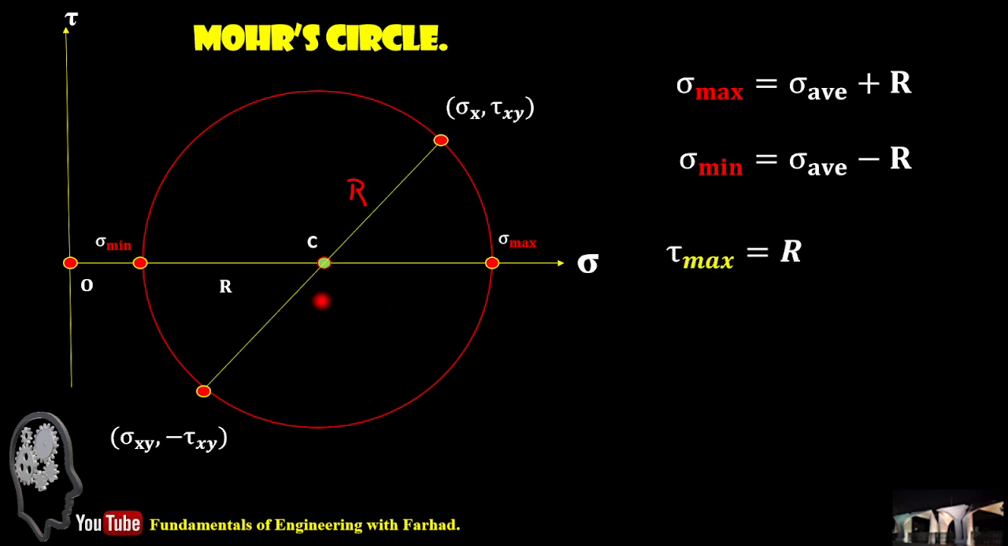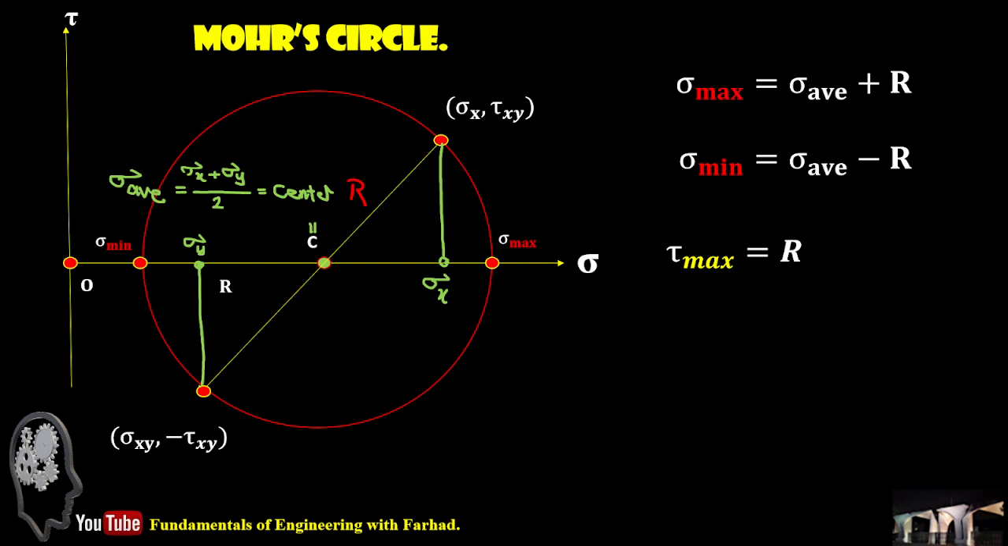And tau maximum, you can either travel far down here or up here, which is exactly the radius of our circle. Tau maximum is equal to capital R. Definitely, the center line: if you have 2 points, sigma y and sigma x, you want to see the center line. This is sigma y from the origin. This is sigma x from the origin. The center of them is the average of them. That's the center of our Mohr circle as well.